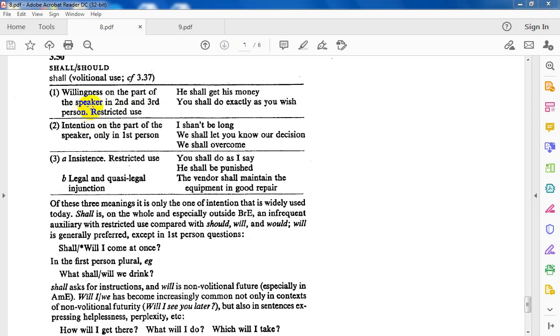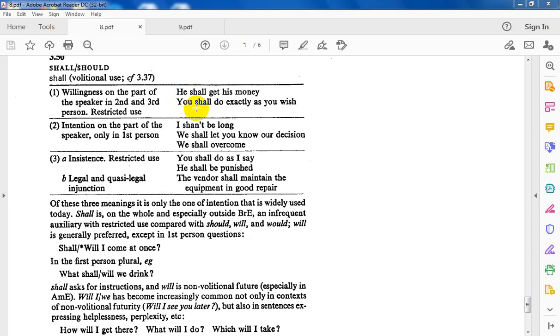What does it mean? It means if I want to express willingness by using shall, I cannot use I shall. No, it is restricted to he, or third person and second person. So: he shall get his money. You shall do exactly as you wish. So what is the meaning of shall here? It means he is willing to get his money. You are willing to do exactly as you wish.